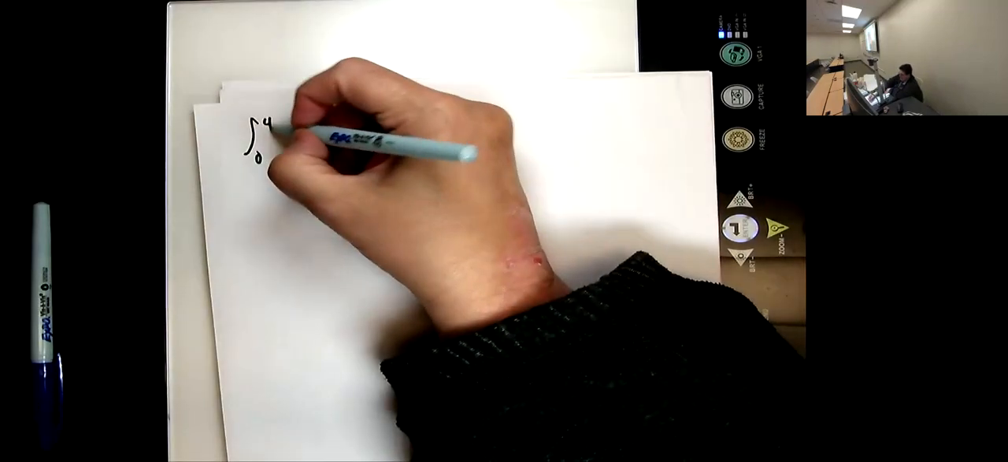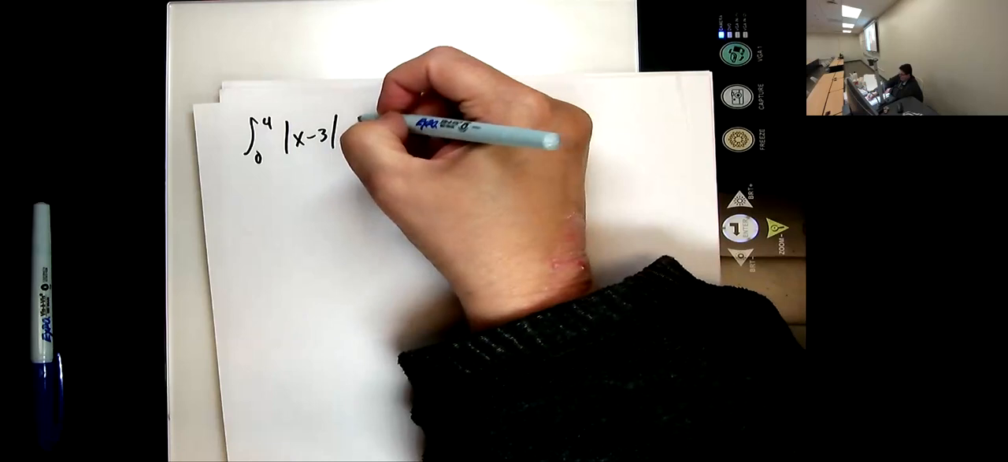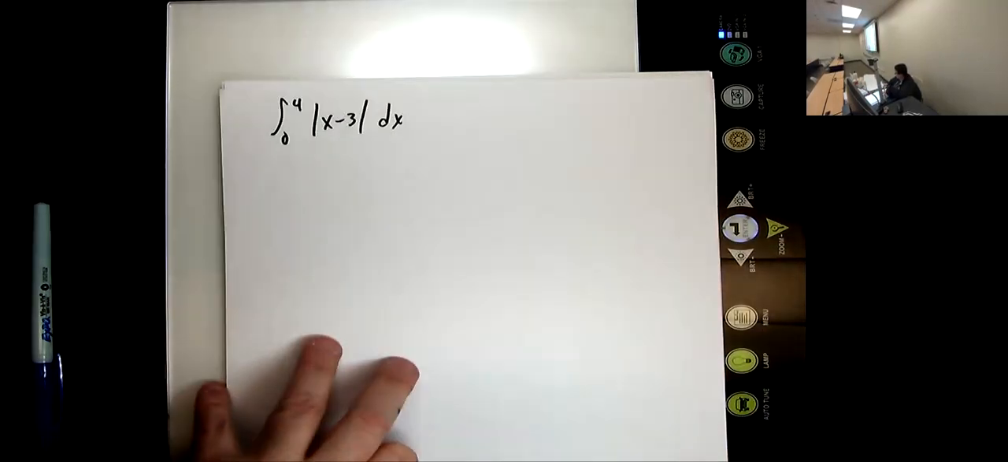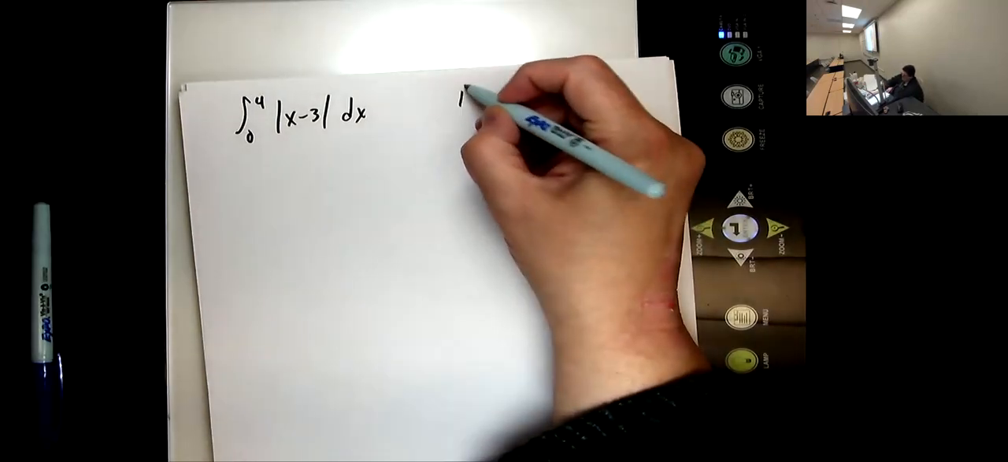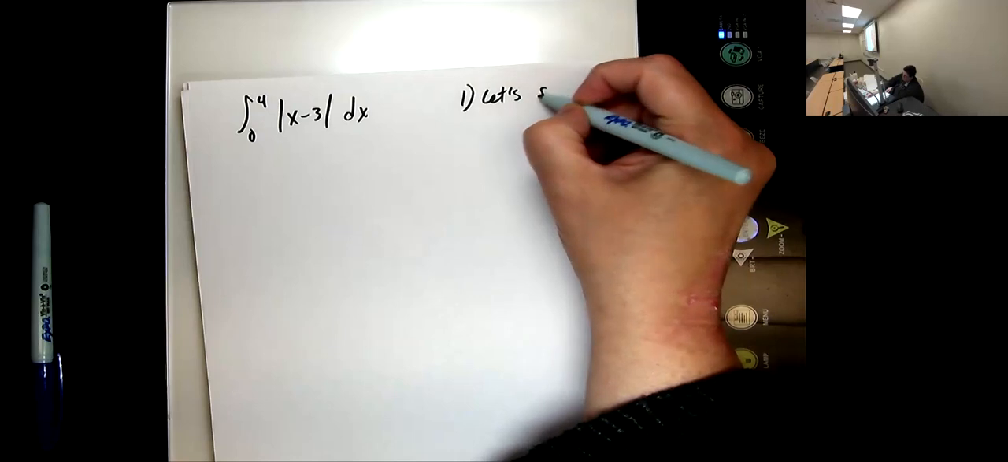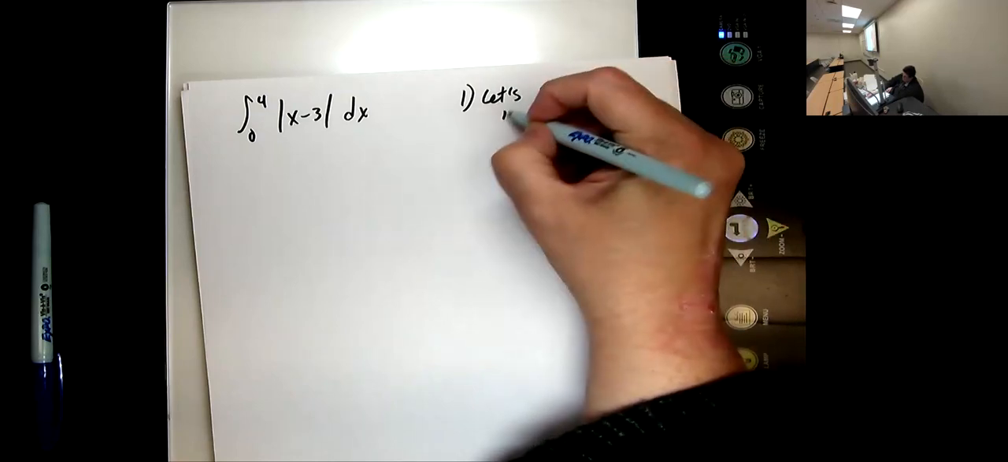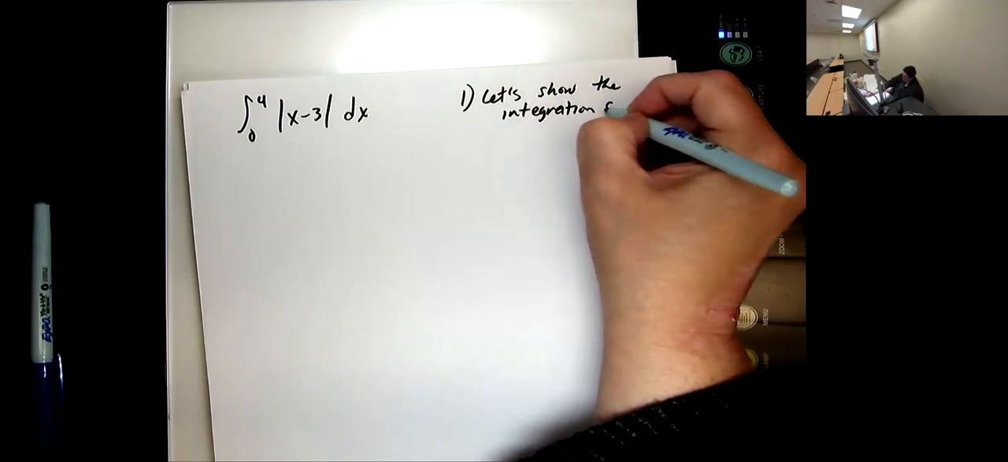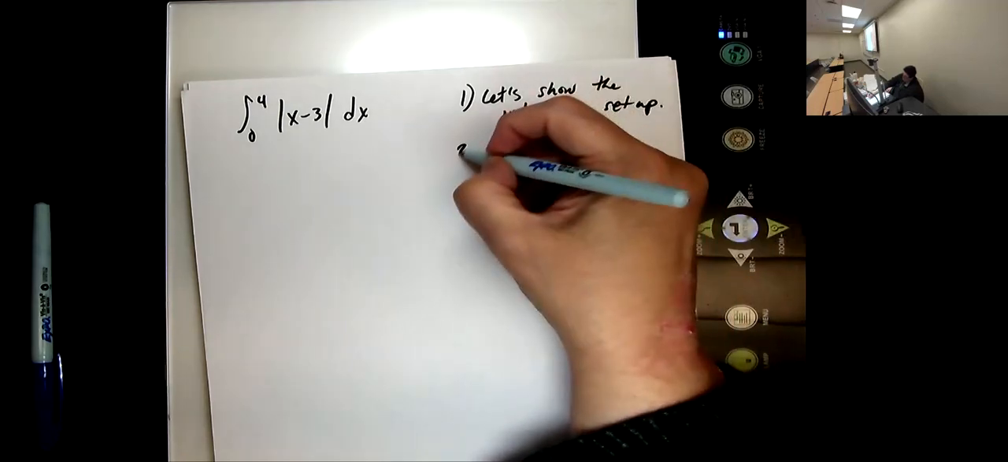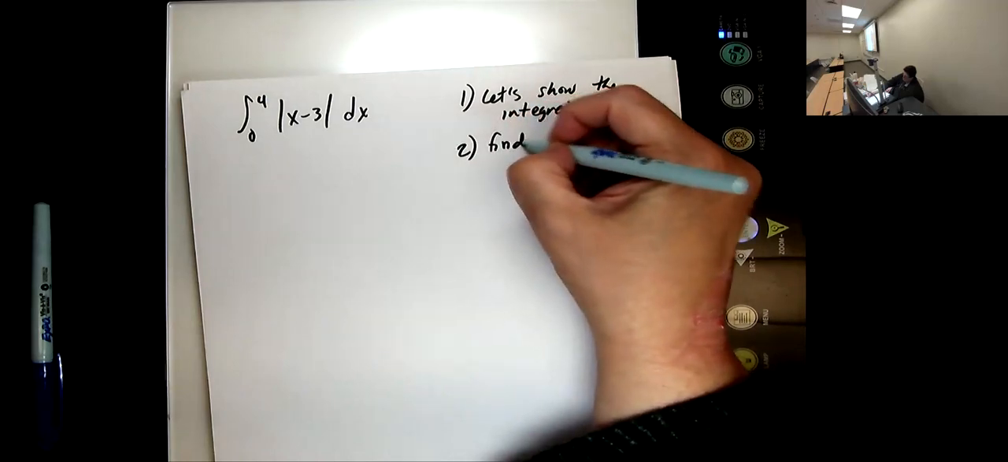All right, let's do the integral from 0 to 4 of the absolute value of x minus 3 dx. Let's show the integration setup, and then let's find it using geometry. And 2, find it with geometry.